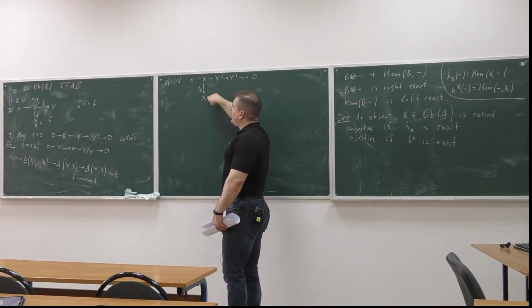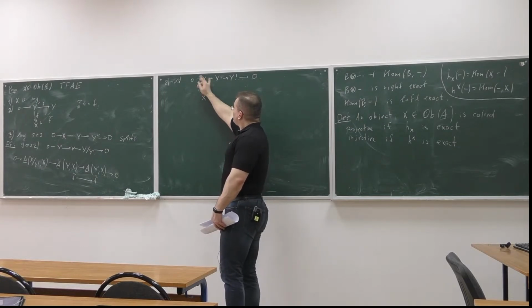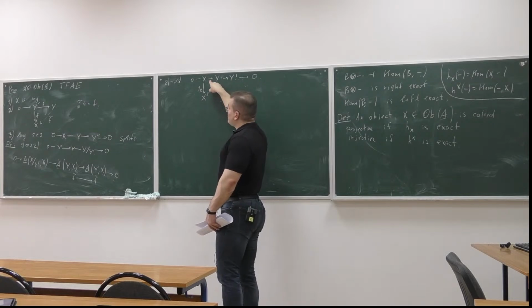So let's take the identity map. The identity map can be lifted from the subobject x to the object y. But the commutativity of this triangle precisely means that R is the retraction of this map. Hence this short exact sequence splits.